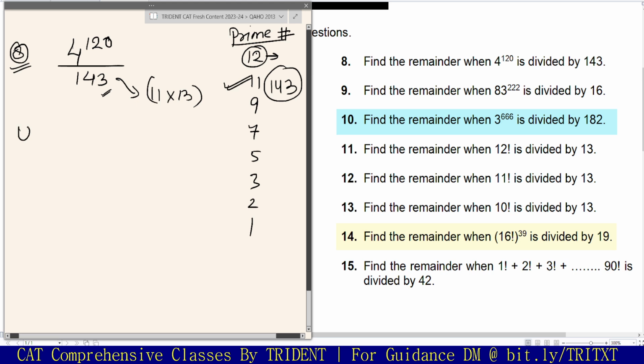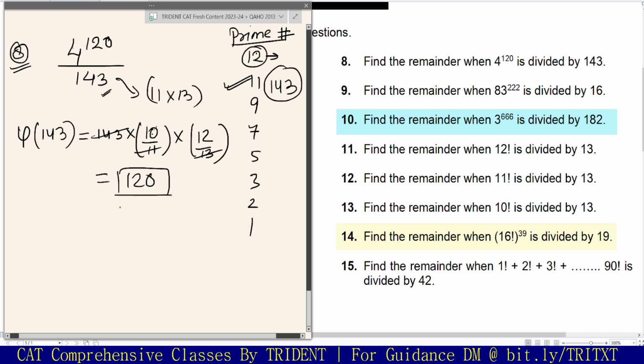So how do we calculate the totient function for 143? Very simple. We write 143 into, I have explained this in greater depth in the concept videos, so if you are new to the channel, you can check out the concept videos as well. That is going to be 1 minus 1 by 11, that is 10 by 11, into 1 minus 1 by 13, that is 12 by 13. Now if you pay attention, this and this go away, so the totient for this comes out to be 120.